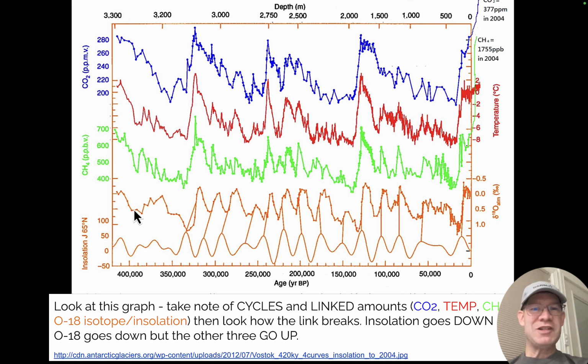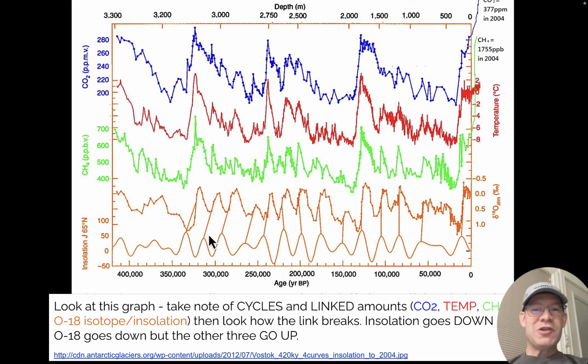Okay, so this oxygen 18, the second orange line from the bottom, is an isotope of oxygen. Normal oxygen is oxygen 16. Oxygen 18 is an isotope that's developed when you get more intense sunlight; you get more oxygen 18 concentrations. So this bottom orange line down here is insolation. You remember that's looking at how much of the sun's energy we are getting.